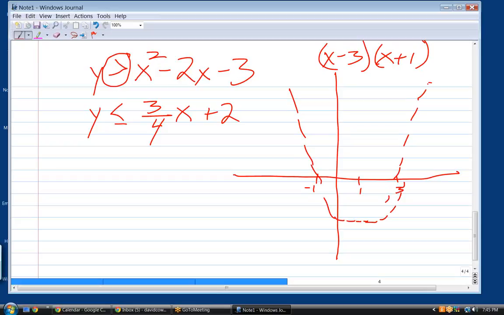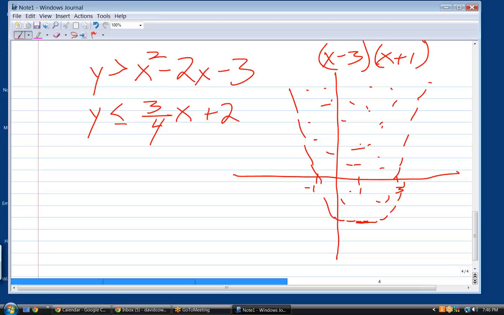Which side of that do I shade? Above it. Yes. Okay, so now I don't know how accurate these graphs need to be. In other words, I didn't figure out what the y value at the bottom of the parabola was.